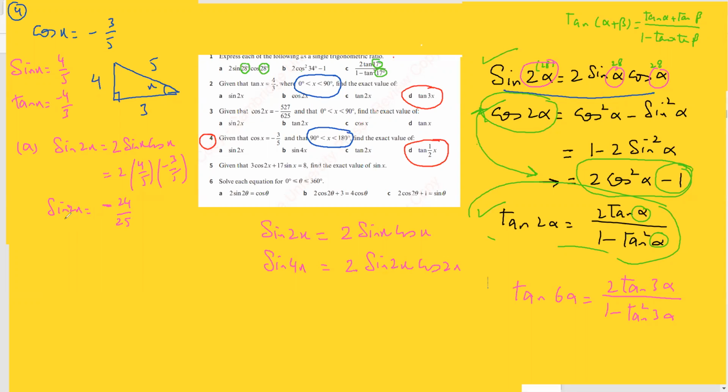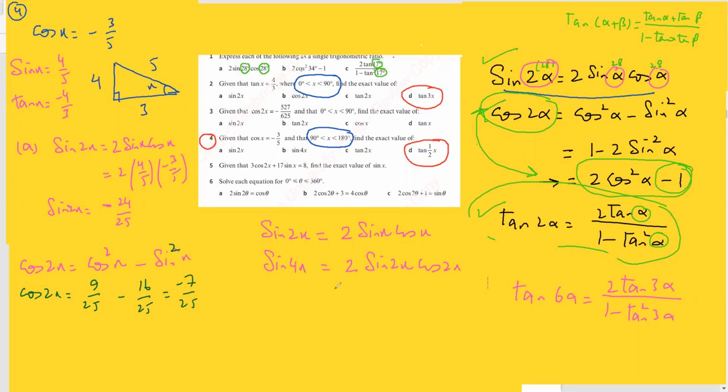You have already got the value of sine 2x. You need to have the value of cos 2x. Let's find that using all these values. So I can say that cos 2x is going to be cos square x minus sine square x. So let's use those values here. Your cos 2x is going to be, cos x is minus 3 over 5, so this is going to be 9 over 25. Sine x is 4 over 5, so that is 16 over 25. So this cos 2x is minus 7 over 25.